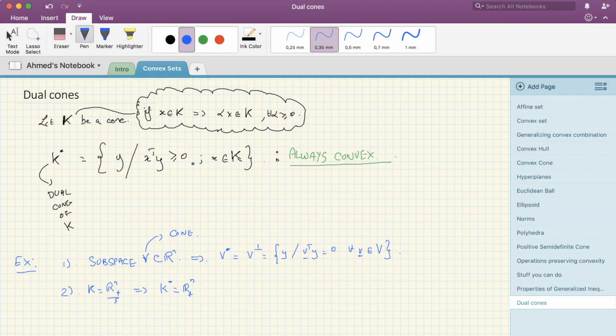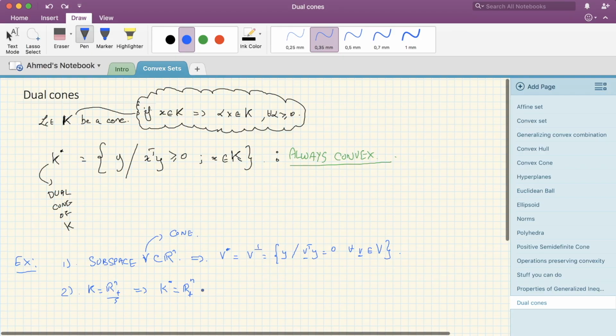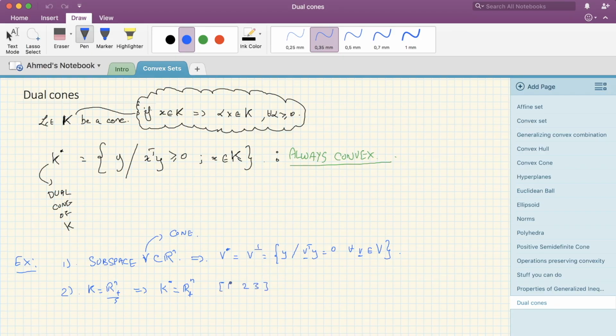Now, I know you have some counterexamples, such as 1, 2, 3, positive entries, so it belongs to R3 plus. And if you come and inner product it with, I don't know, the vector minus 1, 2, 3, you will get minus 1 plus 2 times 2 plus 3 times 3, which is positive. Then one might say, oh, but this vector belongs to K star, right? But no, it should be all y's.